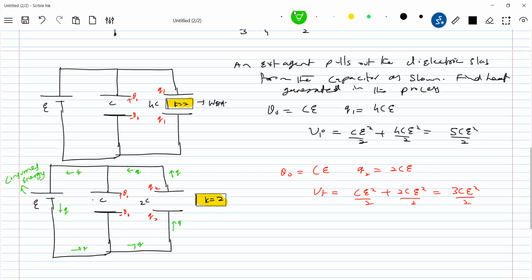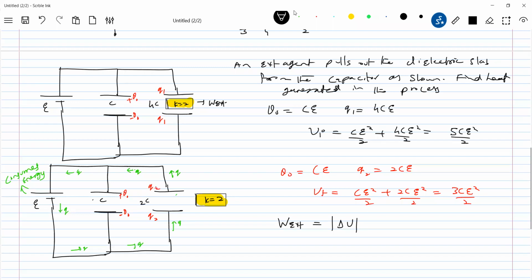There's a condition which we have to follow here. The change in potential energy of this capacitor, as to where the slab is kept, should be equal to the work done by the external agent. So here I'll write down: work done by external agent should be equal to mod of delta U of what?